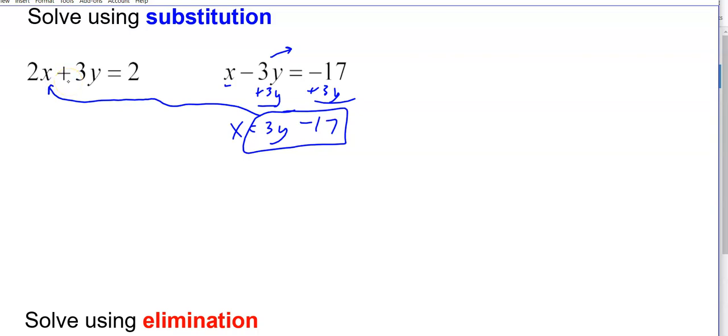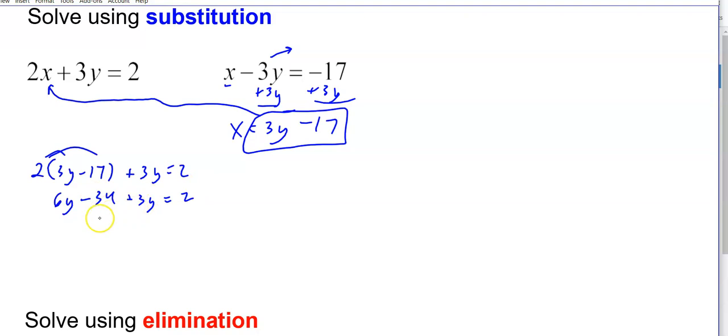In the other equations, you solve one of the equations for one of the variables and you plug it in. So this would be 2 times, instead of x, it's going to be 3y minus 17 plus 3y equals 2. So distribute there, we get 6y minus 34 plus 3y equals 2. I'm going to add 34 to both sides, combine like terms, so I get 9y equals 36. Divide by 9, divide by 9. Y equals 4. You've probably seen this kind of problem before.